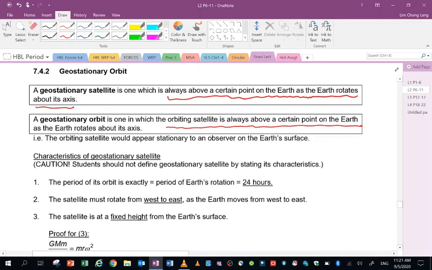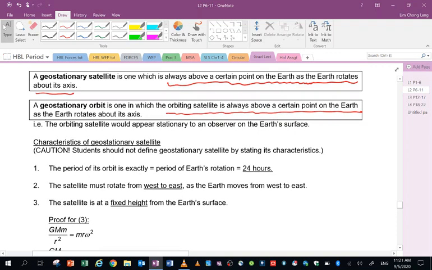Next, the characteristics of a geostationary satellite. Well, it must have exactly the same period as the Earth because it is always above that certain point on the Earth as the Earth rotates. So the period of a geostationary satellite is 24 hours. It must move from west to east. So all these are very important points.